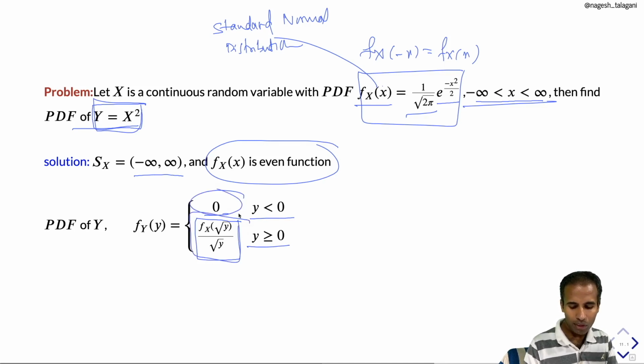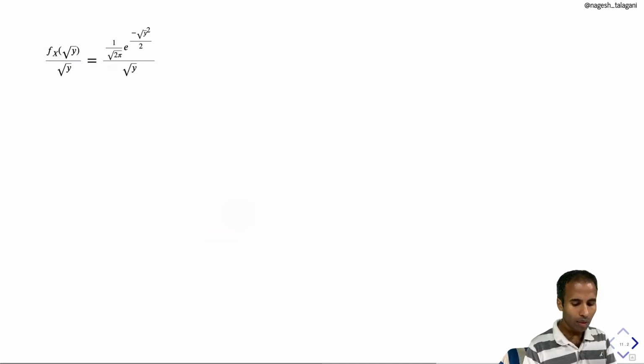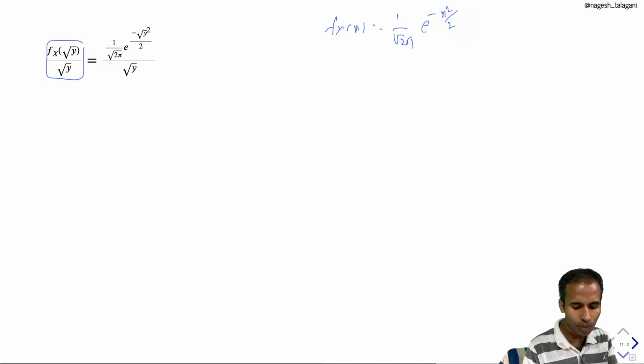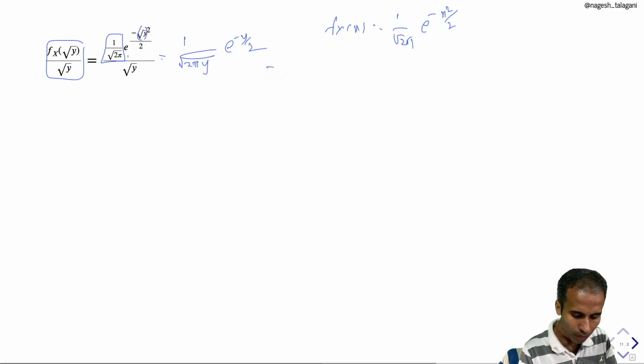Now let us see what this f_X(root y) by root y is. Here, in the numerator, we are simply replacing x with root y in f_X(x), which is 1 by root 2 pi e power minus x square by 2. That's it. So 1 by root 2 pi e power minus (root y) whole square by 2, divided by root y. This is going to be, I can write, 1 by root 2 pi y e power minus y by 2.